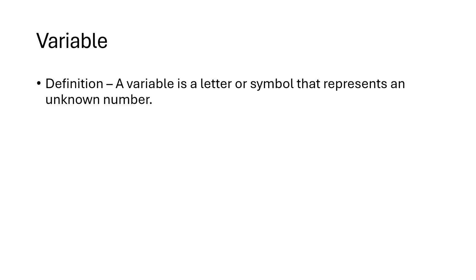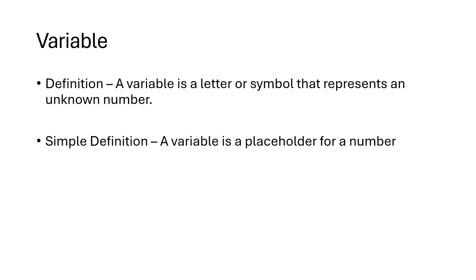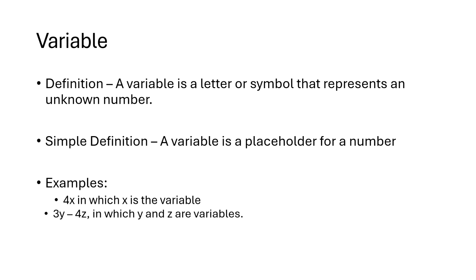Variable. The definition is a variable is a letter or symbol that represents an unknown number. Simple definition: a variable is a placeholder for a number. Examples: 4x, in which x is the variable. 3y minus 4z, in which y and z are variables.